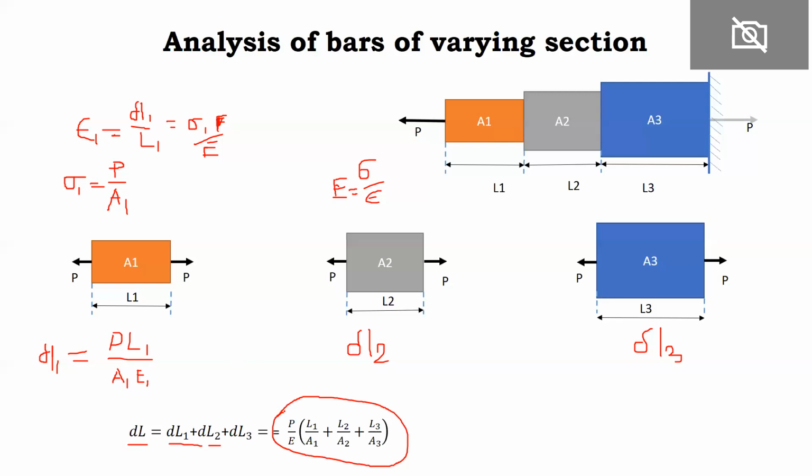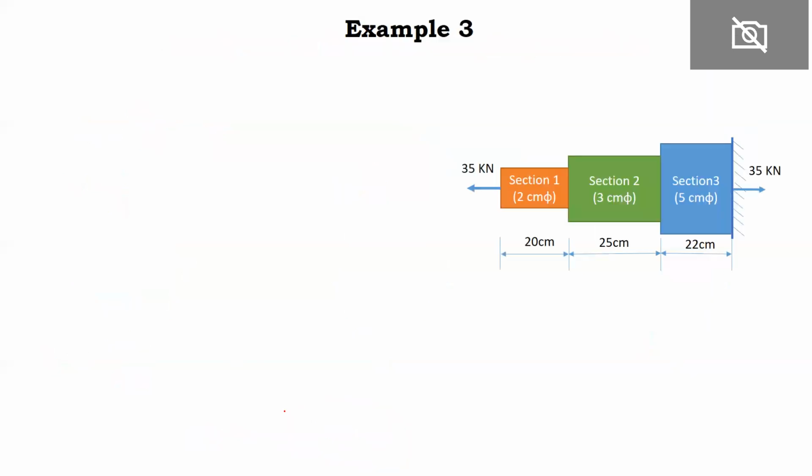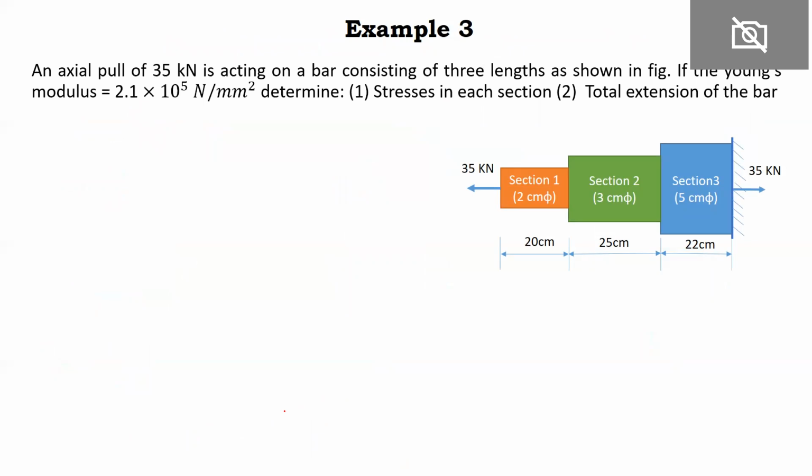Let us see a numerical on this. An axial pull of 35 kilonewton is acting on a bar consisting of 3 lengths as shown in the figure. If the Young's modulus of the material is equal to 2.1 into 10 raised to 5 Newton per mm square, determine the stress in each section and the total extension of the bar. So it is asked, what is the stress in the member and the total elongation. That we have to compute.